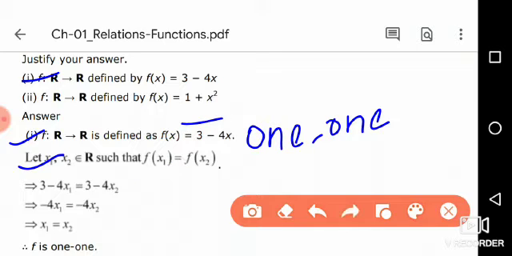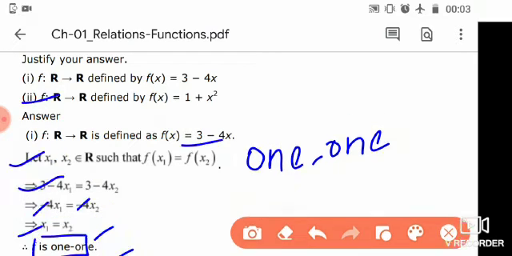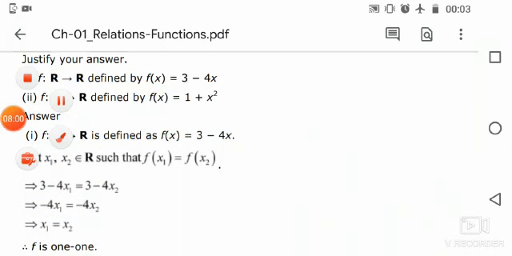As we know, f of x1 is nothing but 3 minus 4x1, which is equal to f of x2, which is 3 minus 4x2. Now we can eliminate 3 from either side. We are left with minus 4x1 is equal to minus 4x2. Minus 4 cancels. We get x1 is equal to x2. Therefore, the function f is said to be 1-1. Therefore, the given function f of x is equal to 3 minus 4x is 1-1. Now let me check.